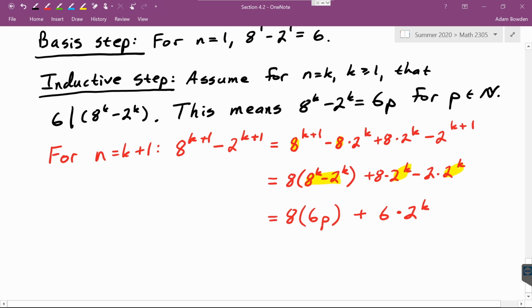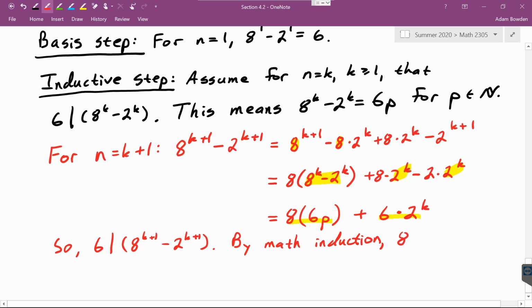And now, can we say that this is divisible by 6? Now, each term is divisible by 6. And so we can say 6 divides 8 to the k plus 1 minus 2 to the k plus 1. And so by math induction, 8 to the n minus 2 to the n is divisible by 6 for all n in the positive numbers.